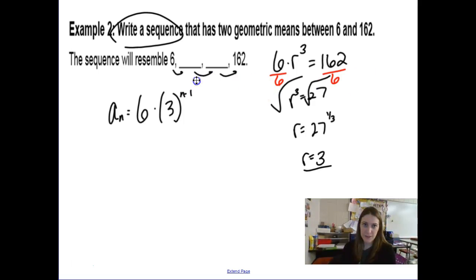So the sequence would be first term times the common ratio to the n minus 1 power. Now, to fill in the rest of these, I'm not going to bother using the formula. I'm just going to multiply by my common ratio. So if I multiply this by 3, I get 18. If I multiply that by 3, I get 54.